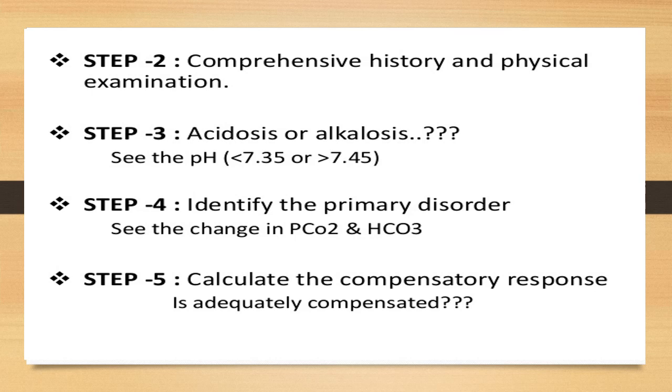Step 2, comprehensive history and physical examination. Step 3, acidosis or alkalosis. See whether the pH is less than 7.35 or greater than 7.45. And in step 4, identify the primary disorder. Read the change in the partial pressure of carbon dioxide and bicarbonate. Step 5, calculate the compensatory response; is it adequately compensated?